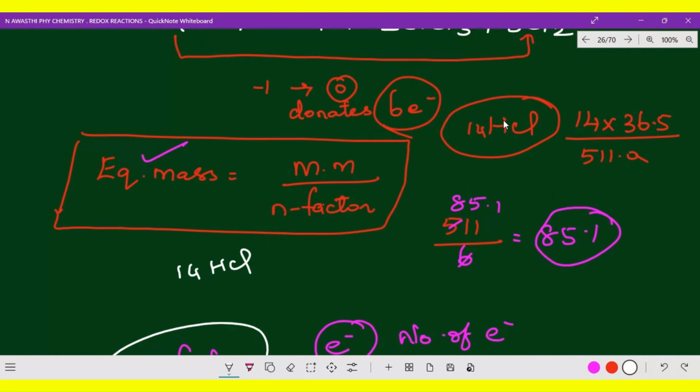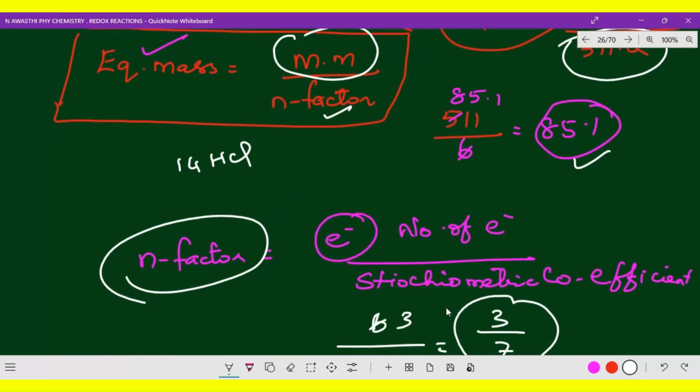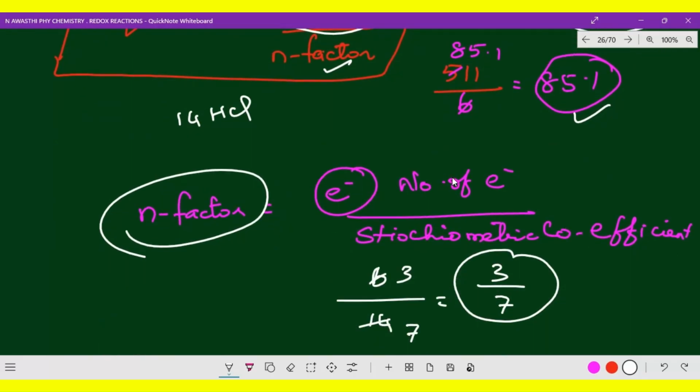Here, with the complete stoichiometric balanced equation, how many moles of HCl? That I directly multiplied. 14 into 36.5 is actually the molecular mass. So molecular mass by the number of electrons change, that is the n factor: 511 divided by 6 gives 85.1. In this way also, n factor is the number of electrons change divided by the stoichiometric coefficient, which is 14 HCl, mentioned in the question.